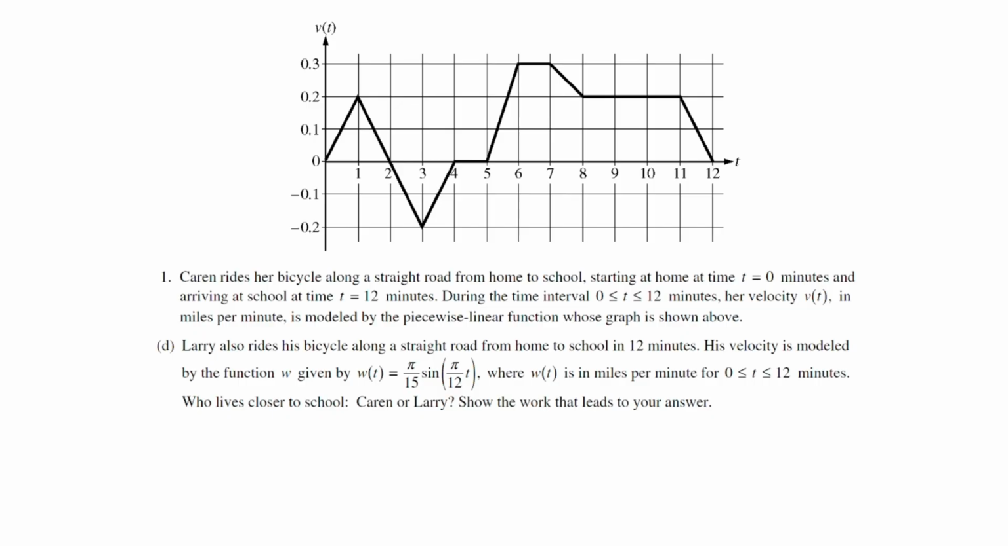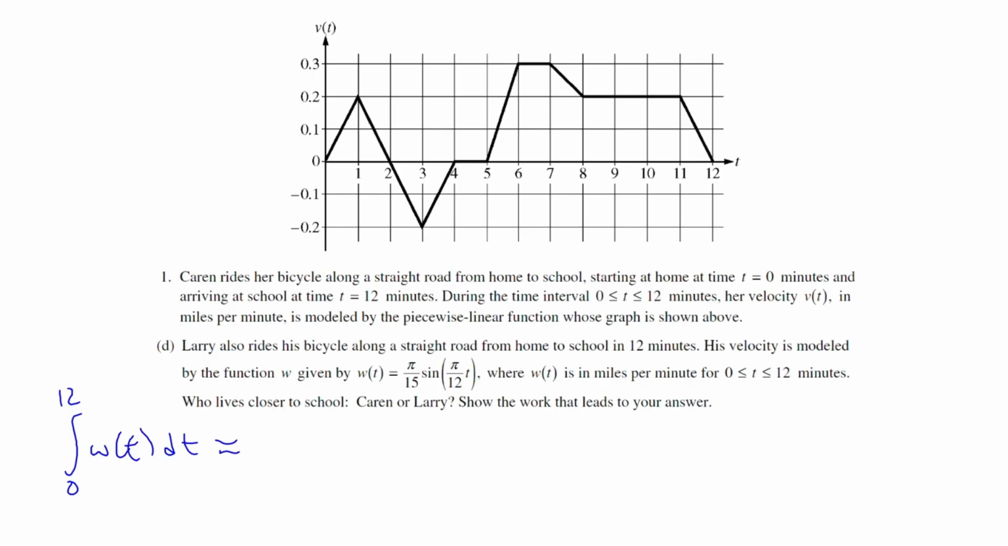And now here in part D, we've got Larry, who's also riding his bicycle along a straight road from home to school. Takes him 12 minutes as well. His velocity is this w of t function. We want to know who lives closer to the school, Karen or Larry. And so to figure out how close he is, we just need to integrate this w of t function from 0 to 12 for Larry. So this is a calculator question, so you don't have to bother doing that by hand. So we're going to do the integral from 0 to 12 of w of t dt.